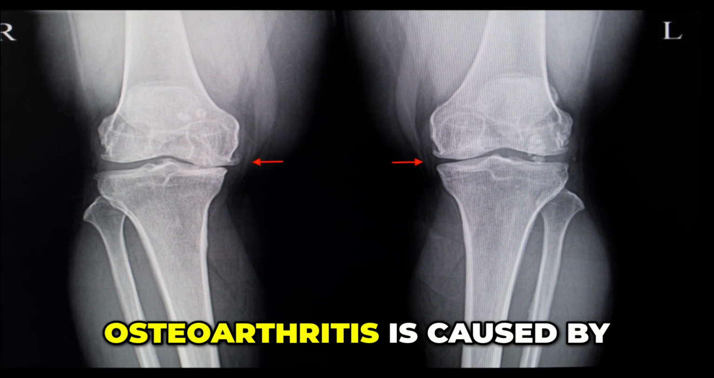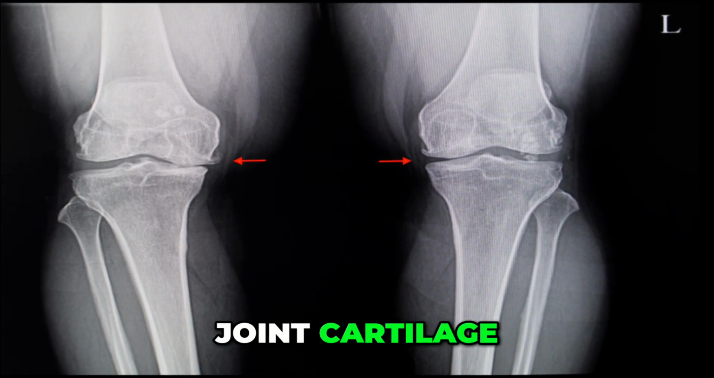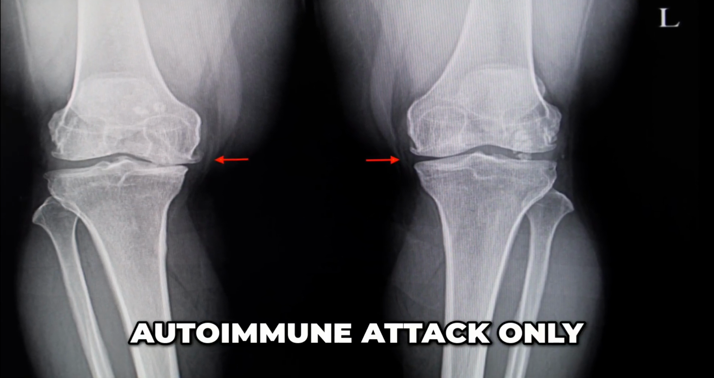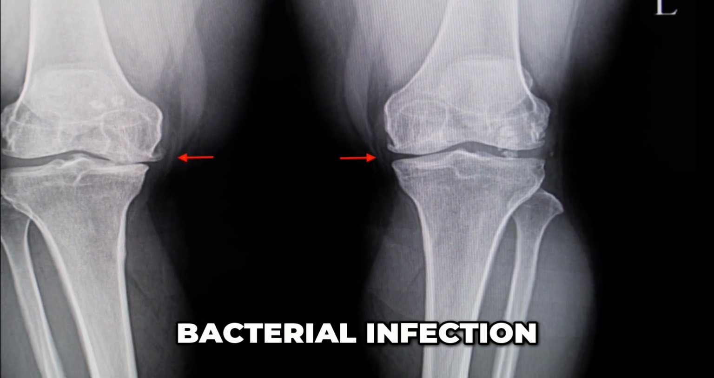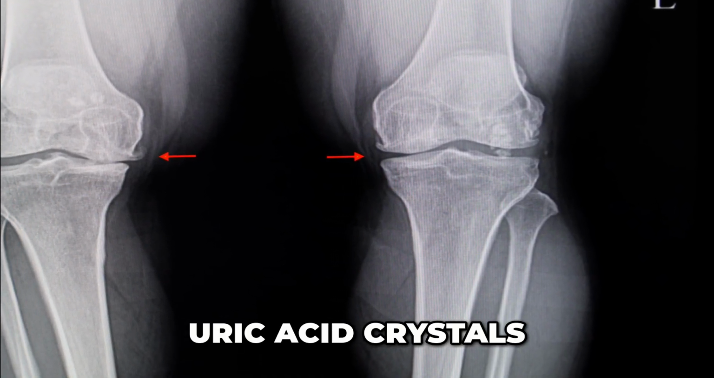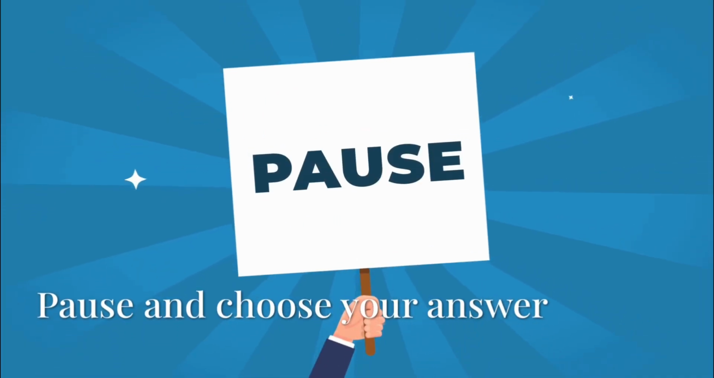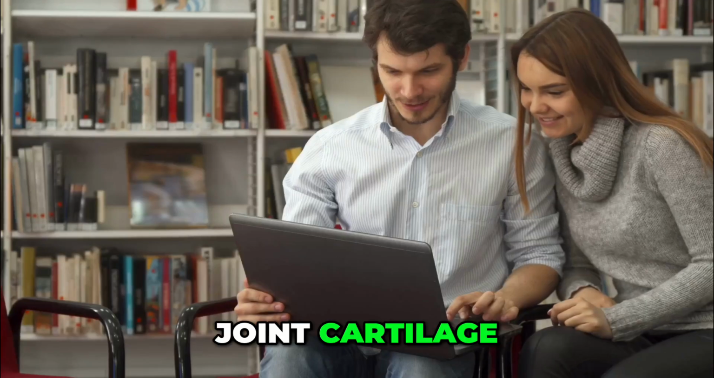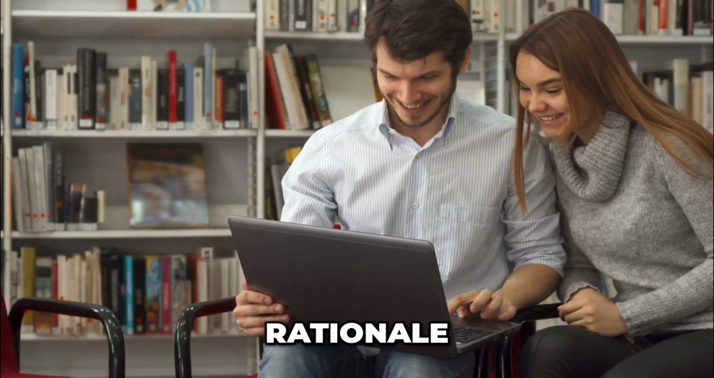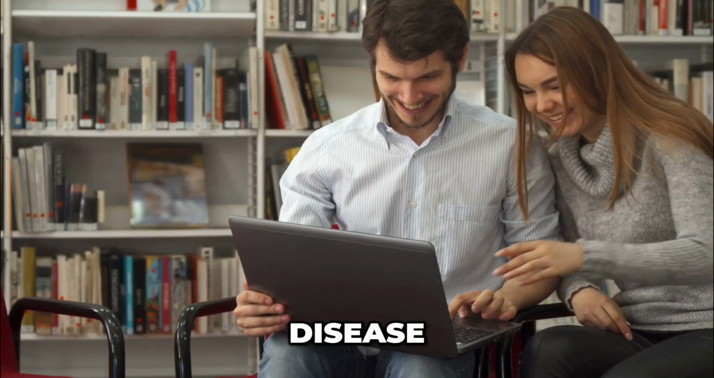Osteoarthritis is caused by A. wear and tear of joint cartilage, B. autoimmune attack only, C. bacterial infection, D. uric acid crystals. Answer: A. wear and tear of joint cartilage. Rationale: OA is degenerative joint disease.